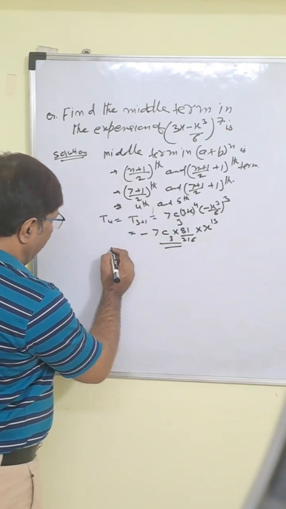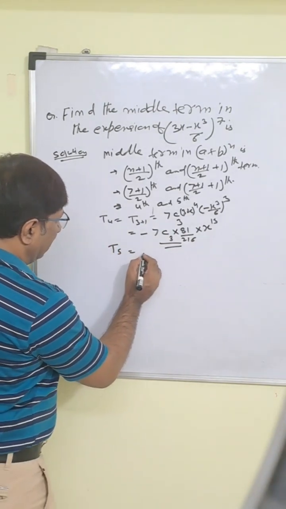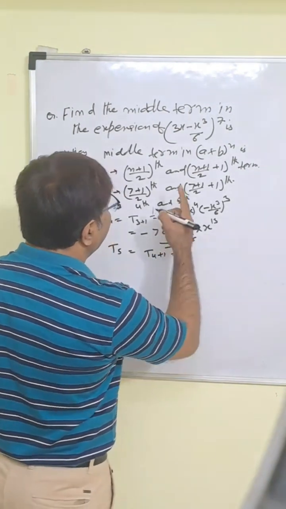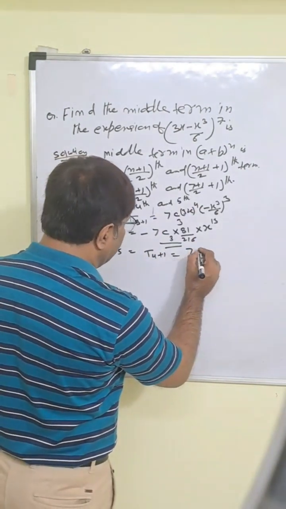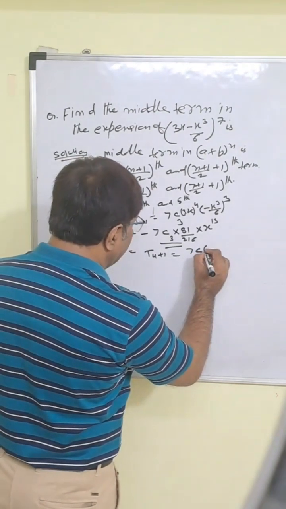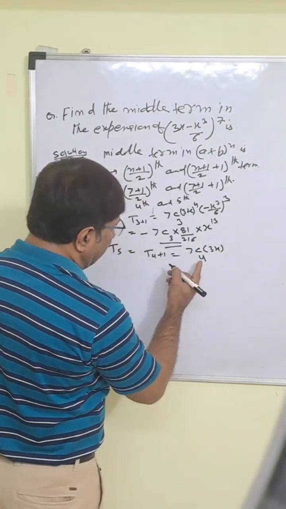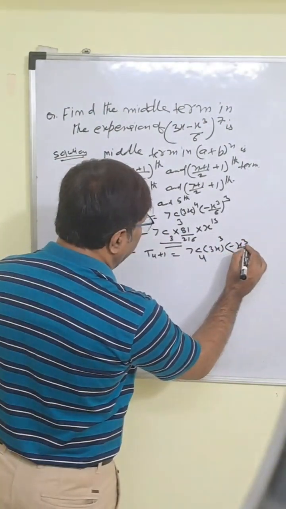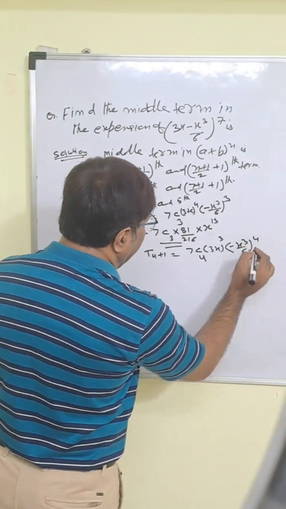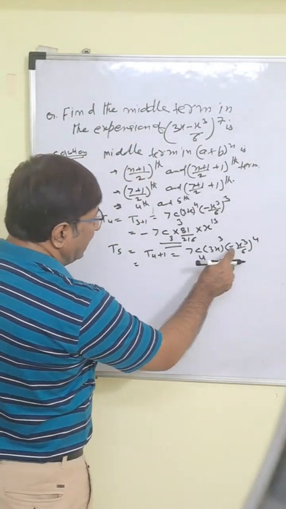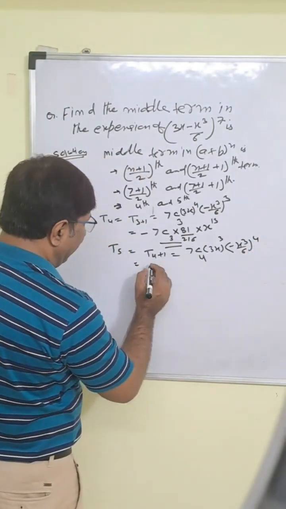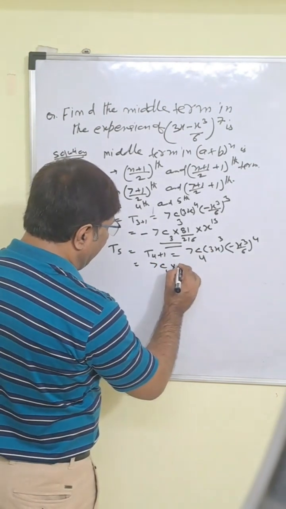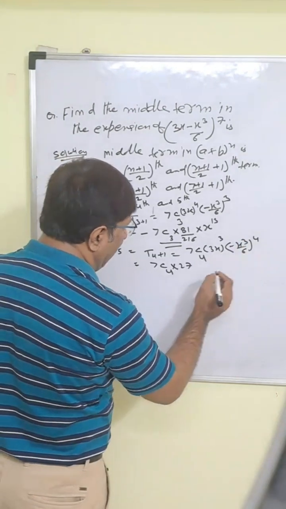In the same way, we will find T5, the 5th term. T5 is T(4+1), so again nCr, that is 7C4. A is 3x to the power 7 − 4 = 3, and B is (−x³/6) to the power r, that is 4. Here the minus power is even, so it will be positive. So we get 7C4, 3 to the power 3 is 27, and 6 to the power 4 is what?